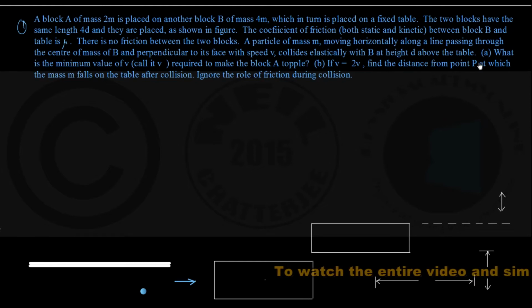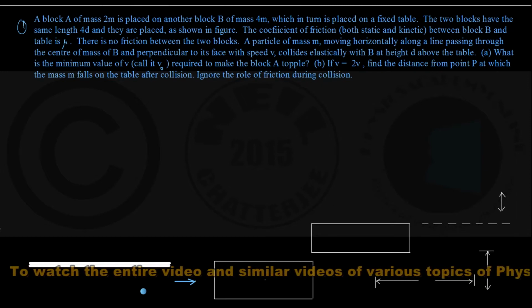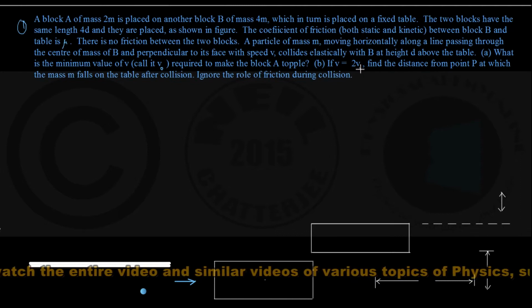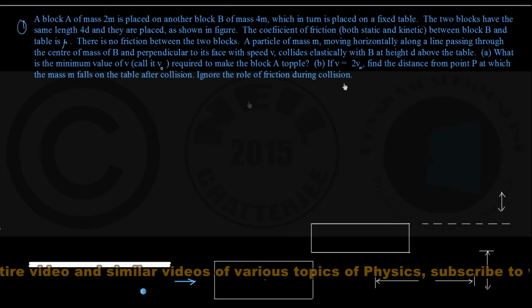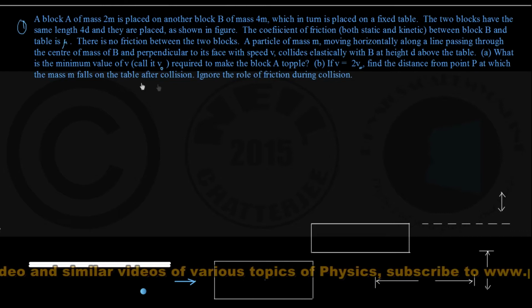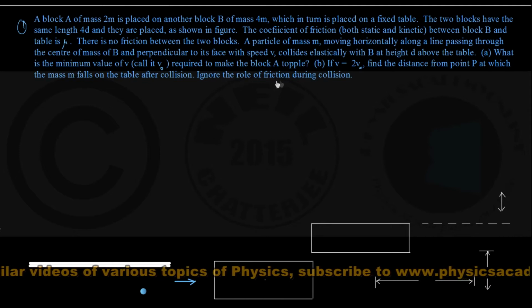In part A of the question, what is the minimum value of v, which you might call v0, required to make the block A topple? And in part B, if v is equal to twice v0, find the distance from point P at which the mass m falls on the table. After the collision, you might ignore the role of friction during collision.